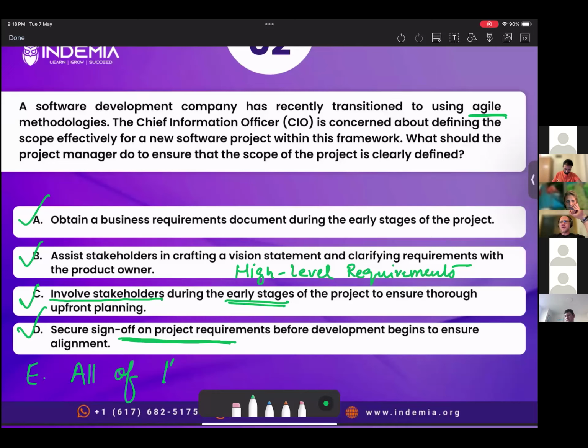Okay, I have added one more option, all of these. Okay, thanks, I'll be circling in. Okay, thank you for the detailed explanation. Lala, do you agree with Richard?